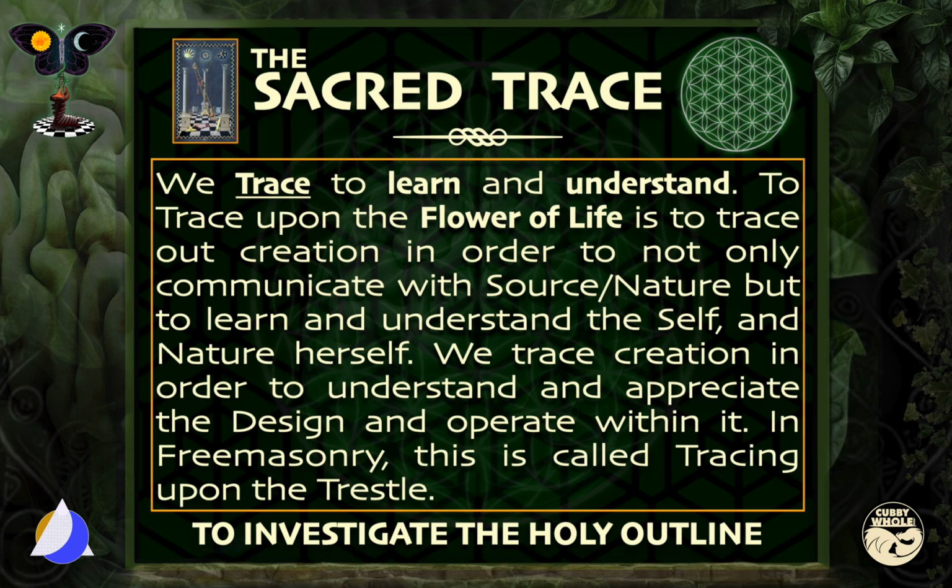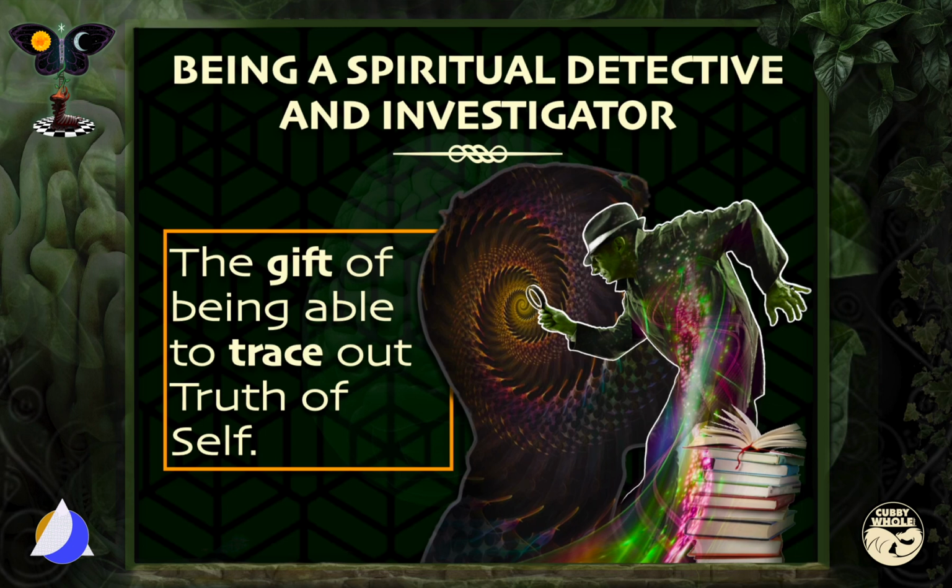And in the mystery tradition of Freemasonry, especially esoteric Freemasonry, this is called tracing upon the trestle. And I'm going to get into that. Now, being a spiritual detective and investigator is what this is all about. It's the gift of being able to trace out the truth of self. So it's about tracing the inner being in order to understand what's really going on in the self and in the world that the self operates in.